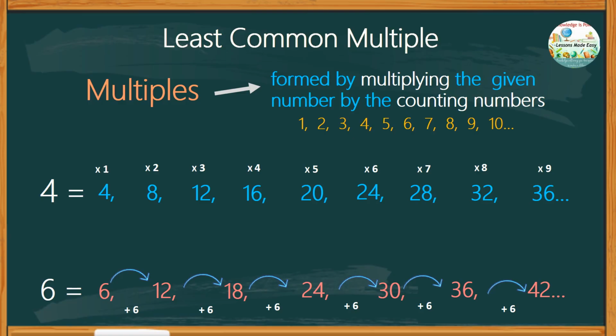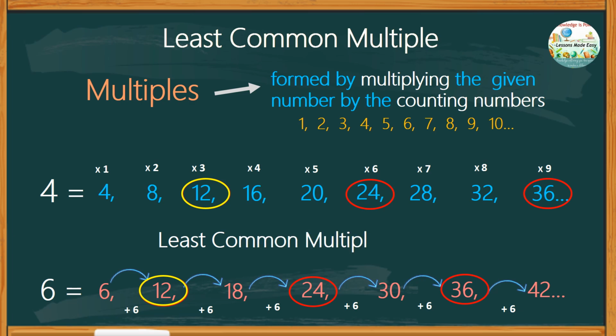So let's check the common multiples of 4 and 6. 12 is common for both 4 and 6, as well as 24 and 36. But among 12, 24, and 36, the smallest number is 12, and therefore the least common multiple of 4 and 6 is 12. Let's try another example using 3 numbers.